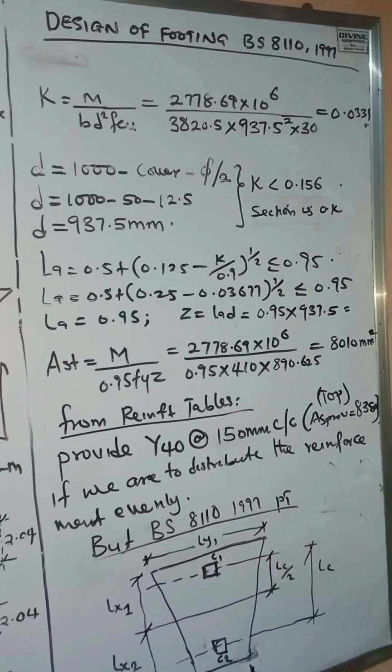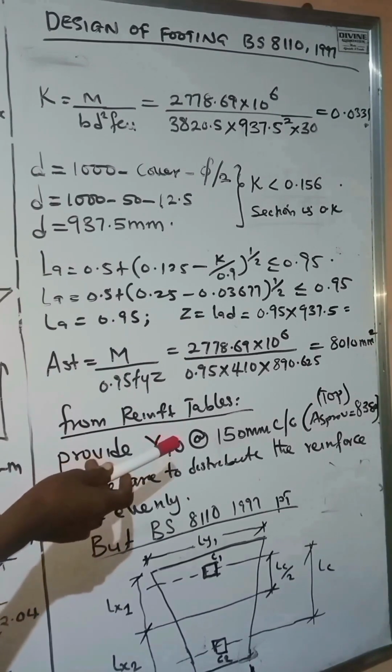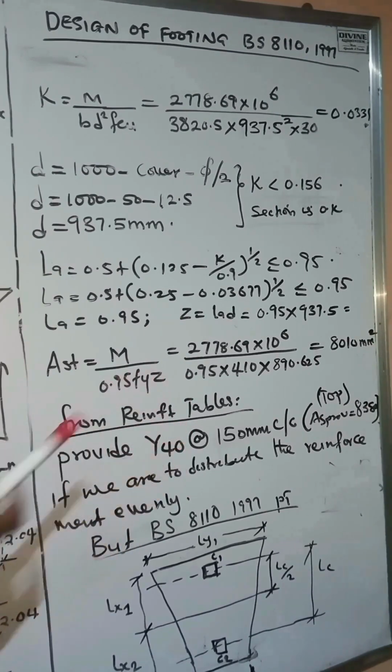Now from our reinforcement table, we're going to have the reinforcement for that to be Y40 at 150 millimeters center to center as top reinforcement, and the area of steel provided to be 380. Okay, so having gotten this, we can decide to apply the rules stated by the code. Of course, the code has that rule. Let's look at the rules from the code.